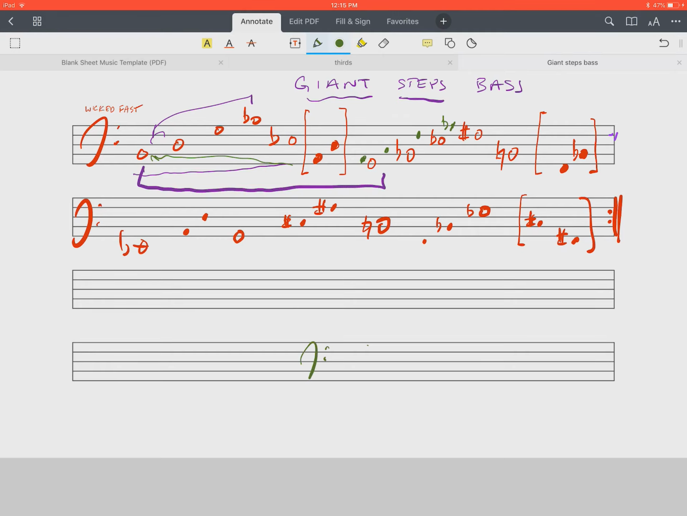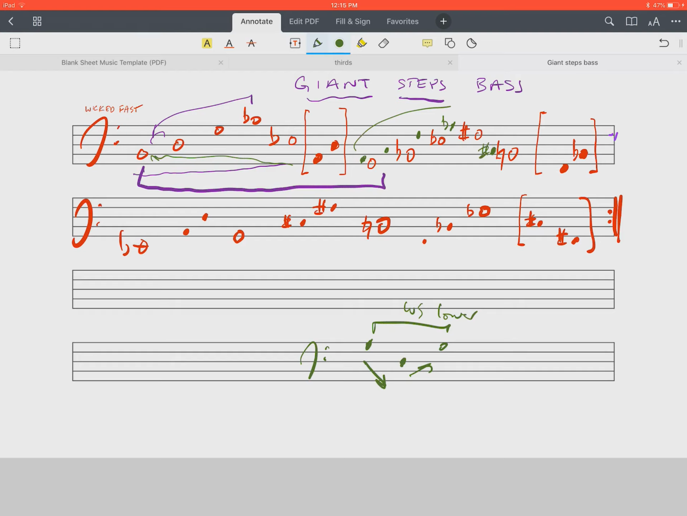Remember, if you have a circle of fifths, two circle of fifths, down a fifth and up a fourth, always gives you a whole step lower. So this sequence right here is going to sound, I don't know, it'll sound hopelessly wrong in terms of the song, but it'll sound very tonal.